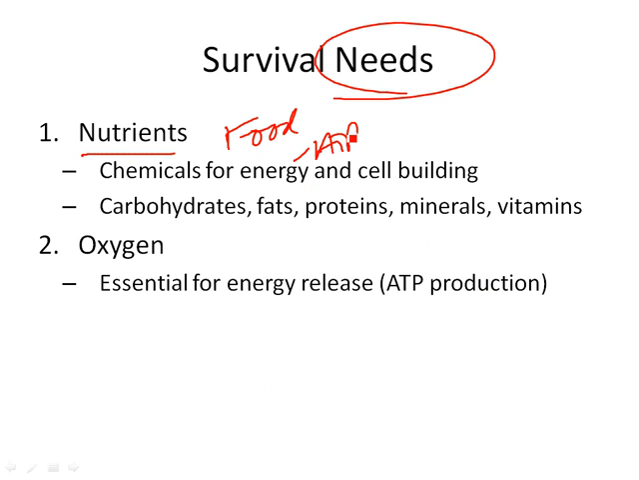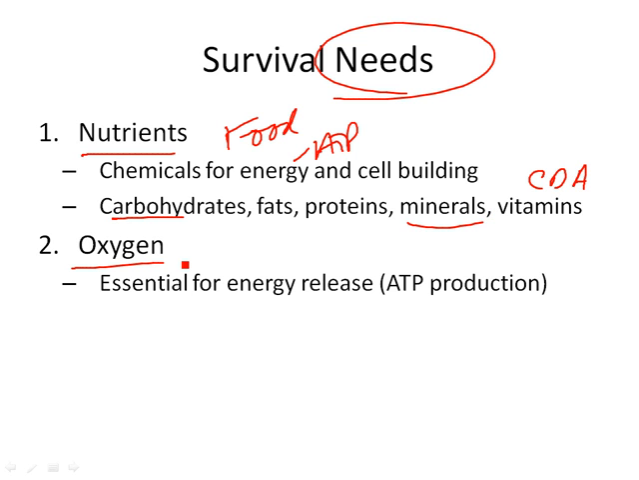We're going to use it to build our cells. We need amino acids, we need proteins, we need fats. Carbohydrates are sugars. We need vitamins like vitamin C, vitamin D, vitamin A. We need some minerals like calcium. So all these things have to be brought into our bodies, usually via food, so that we can use those to survive. We also need oxygen.